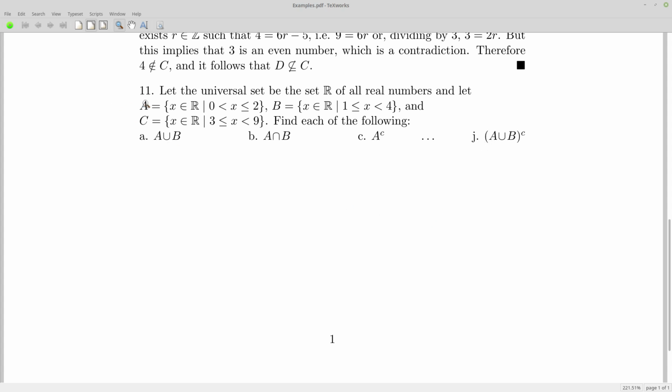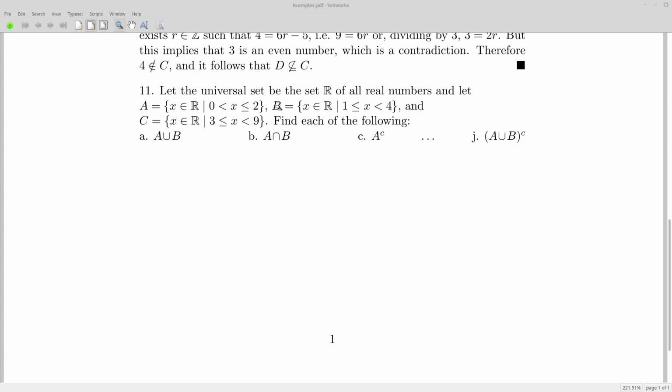And for these, we only need sets A and B. Now, A is defined as numbers between 0 and 2, inclusive on the 2 side. B is defined as numbers between 1 and 4, inclusive on the 1 side. And we've defined unions and intersections before earlier in the textbook, and so a lot of this stuff in set theory ought to be a little bit of a review. But let's proceed anyway. So what is the union of A and B?